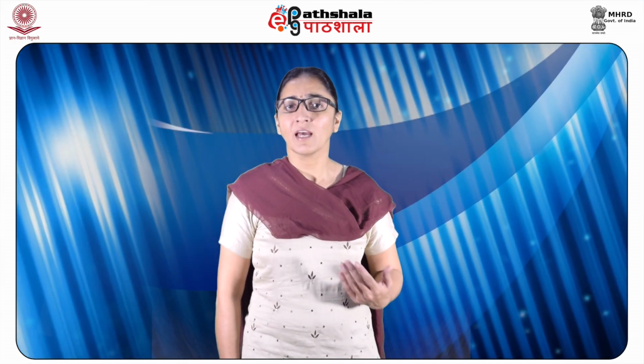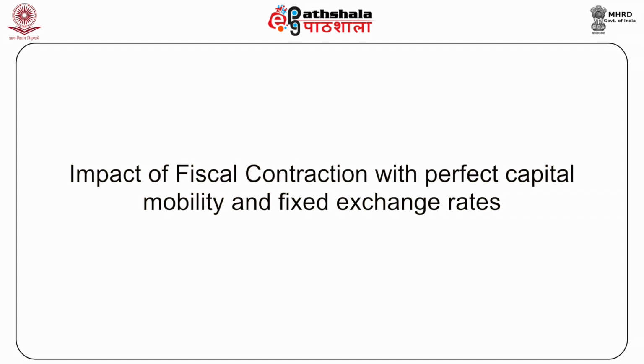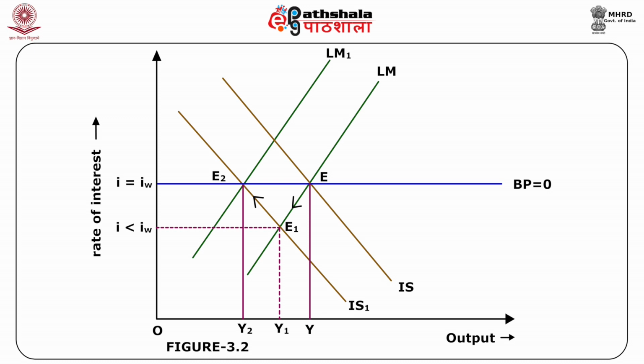Now we can have a look at the impact of fiscal contraction with perfect capital mobility and fixed exchange rates. With a given money supply and initial equilibrium at E, a fiscal contraction will lead to a leftward shift of the IS curve, so that the economy is at E1. But at this point, the rate of interest is below the world rate of interest, that is I is less than IW. So this will lead to capital outflow and depreciation of domestic currency.